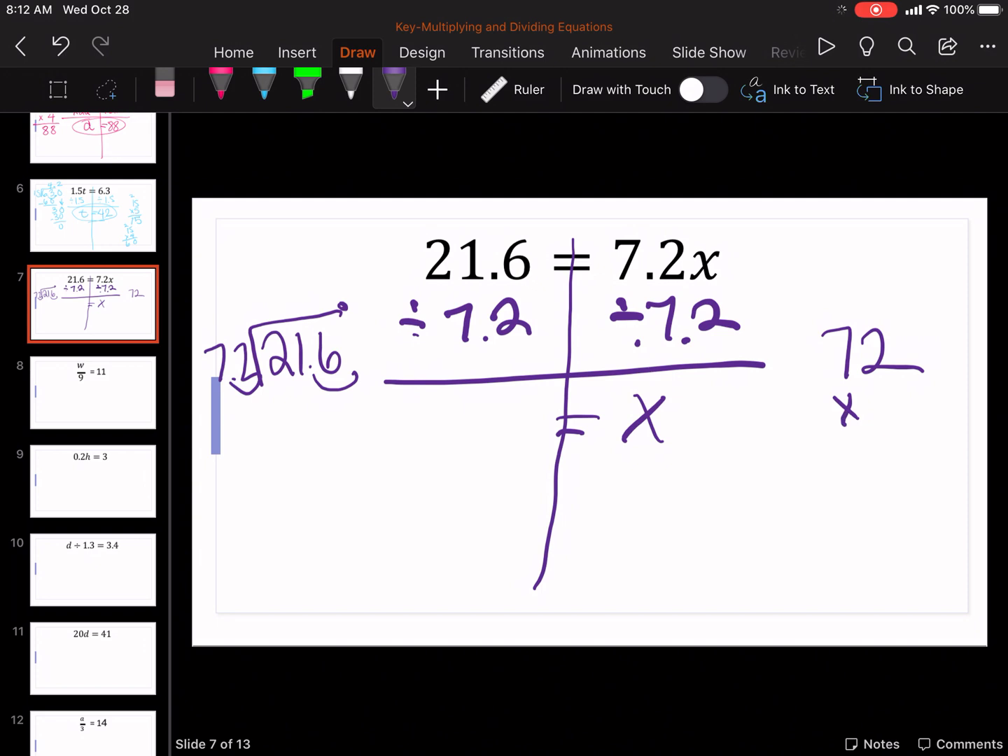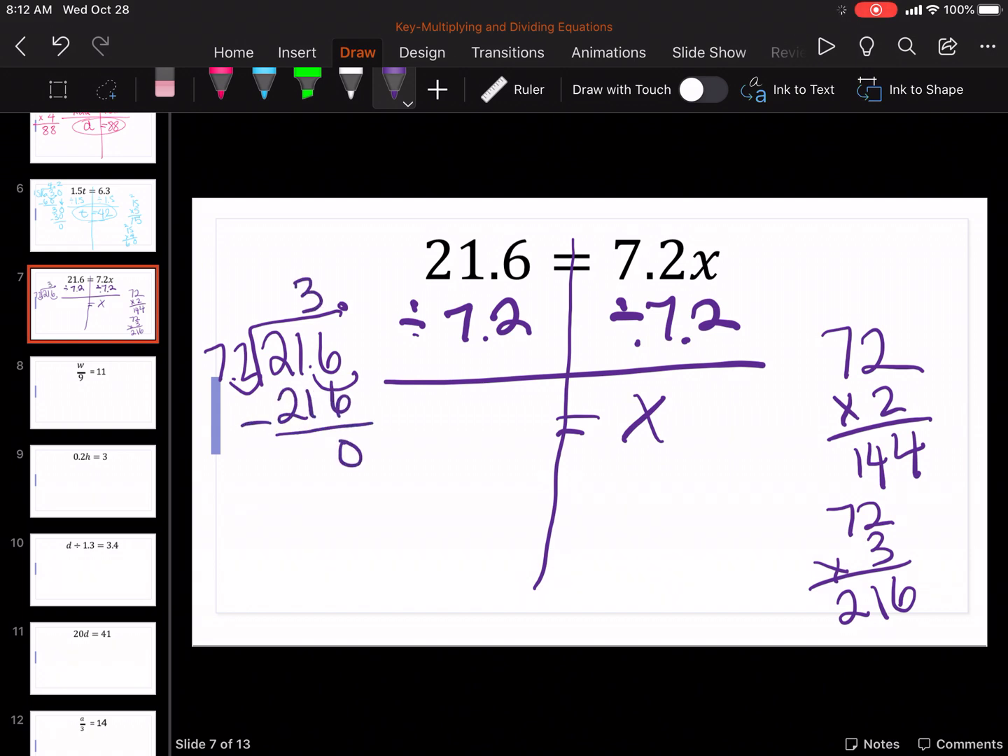Okay, let's try 2. That would be 4, and that would be 14. So that's too small. Let's do 72 times 3. That would be 6. 7 times 3 is 21. Oh, perfect. So it's going to be 3, 216. So x equals 3.